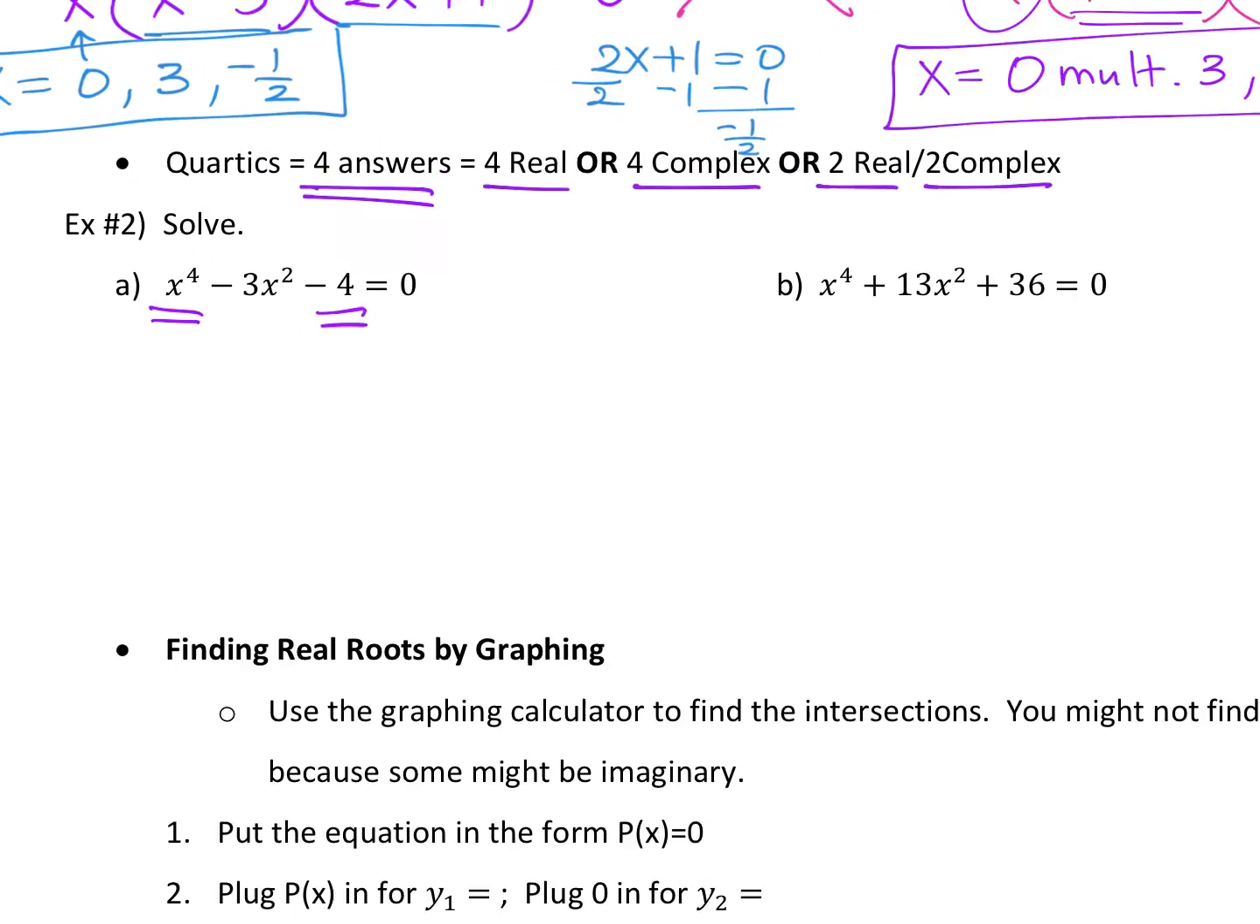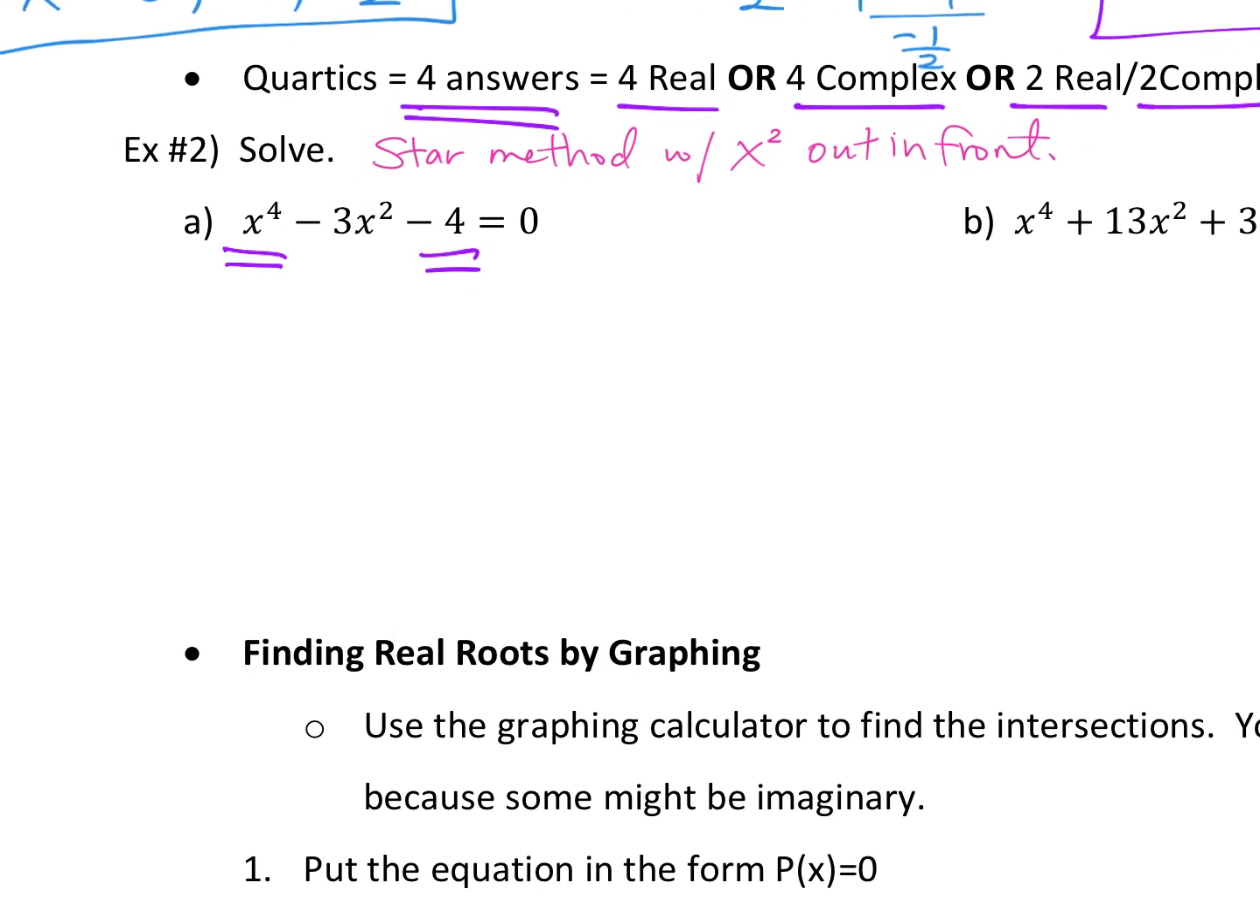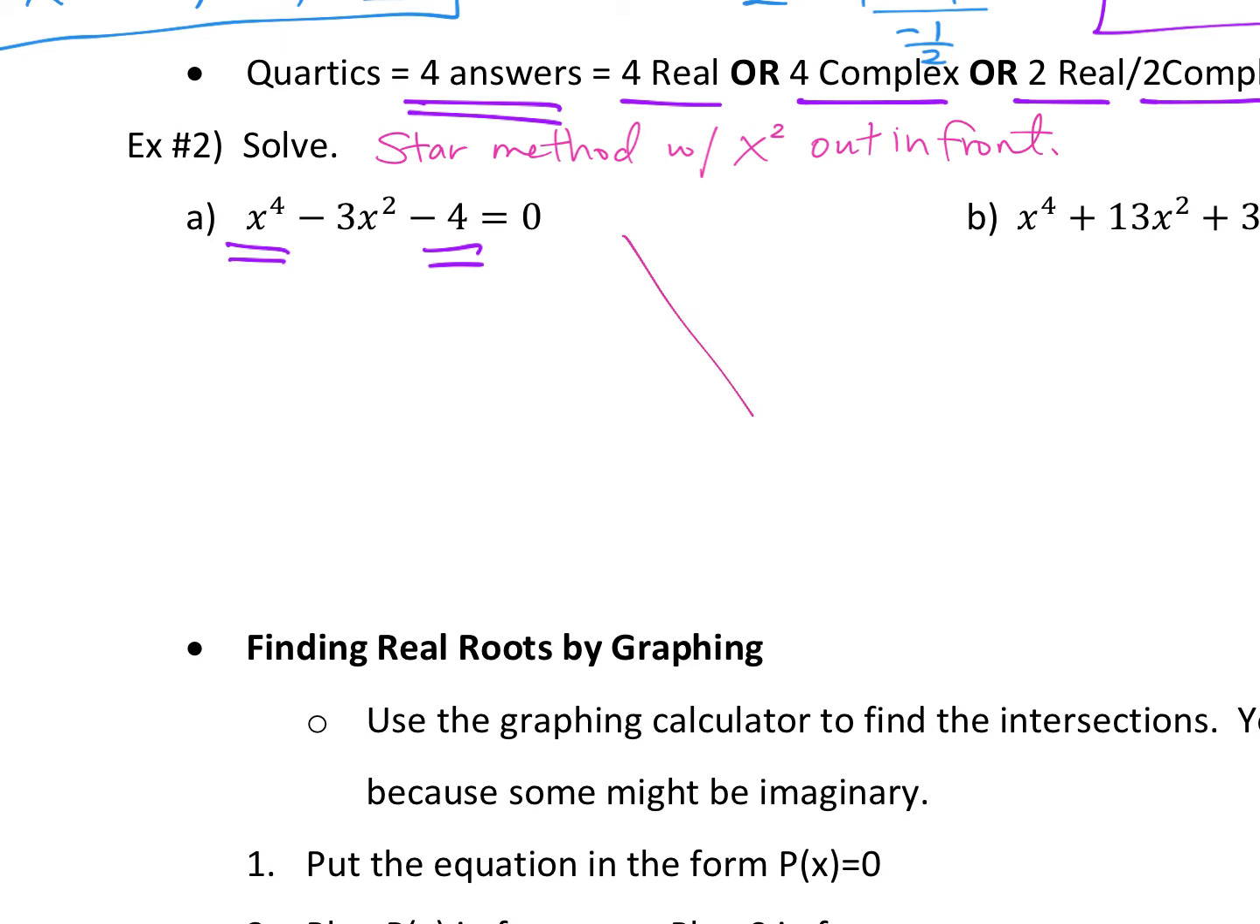Basically, and maybe you want to just make a note to yourself here so that you don't forget, you're just going to do star method with an x squared out in front is essentially what's happening here, okay? So you're still going to set this up using the star. You're going to ask yourself, what can I multiply to get a -4 that I can add to get a -3? My A term is 1. What 2 numbers would I get there?